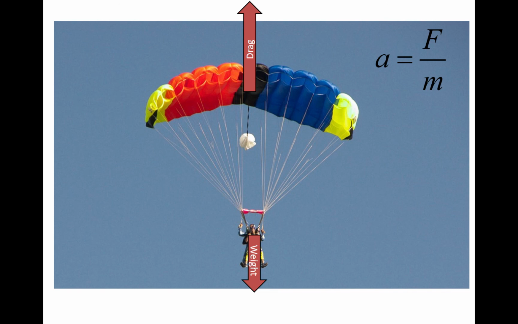Finally, as they slow down, the drag will decrease. As the drag decreases, eventually the weight and the drag will be equal and opposite, which means the resultant force acting on the object is now zero. In this case, there will be no more acceleration. That means that they will travel downwards with a constant velocity. Again, this is another terminal velocity.